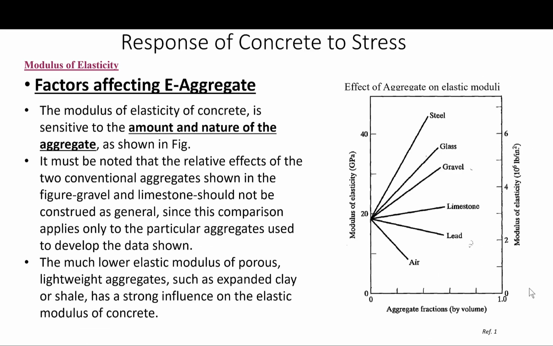The modulus of elasticity of concrete is much more sensitive to the amount and nature of the aggregate than it is to the moisture content, as you can see in this figure right here. It is worth noting that the relative effects of the two conventional aggregates shown in the figure, basically gravel and limestone, should not be construed as general, since the comparison applies only to the particular aggregates used to develop the data for this particular graph.